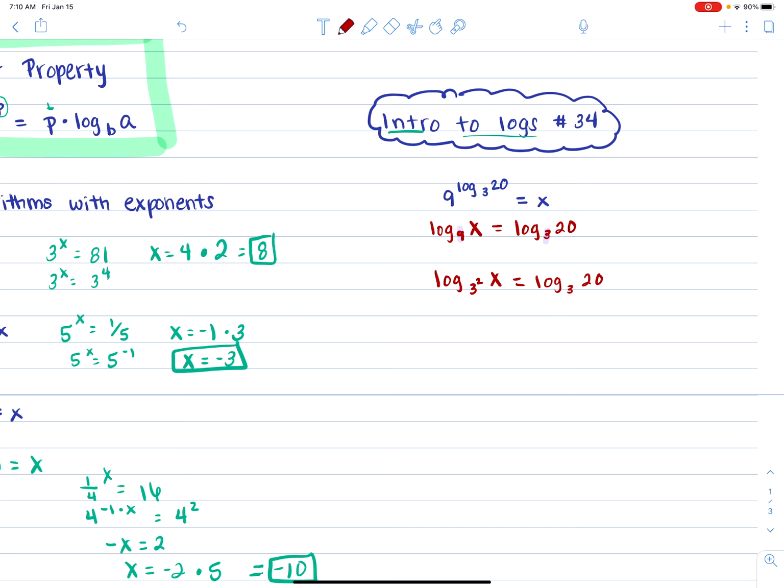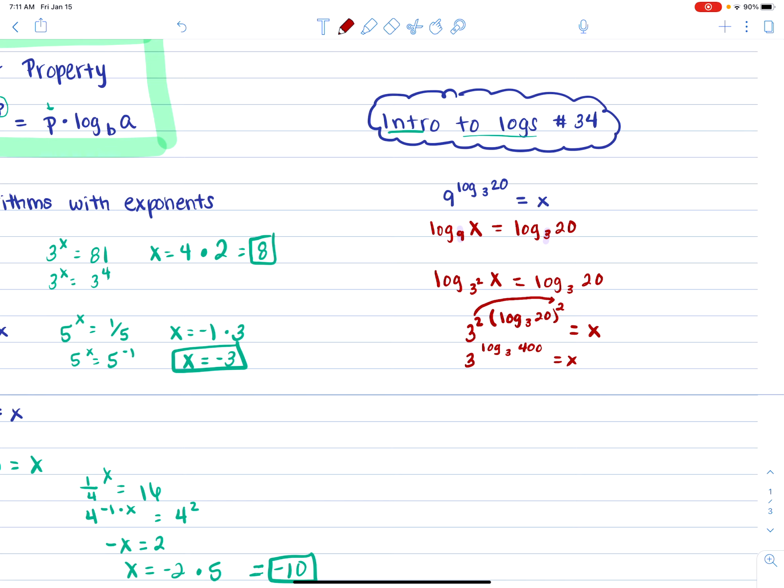So I'm going to go back to exponential form. My base is 3 squared. The exponent is what used to be the answer, log base 3 of 20, equals x. Now here's where this comes into play. I have 2 now times that log, so it's going to become the exponent of 20. So this is the same as 3 raised to the log base 3 of 400.